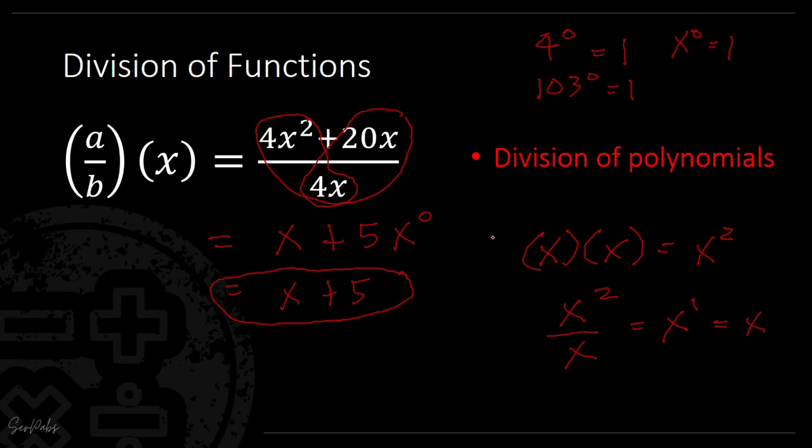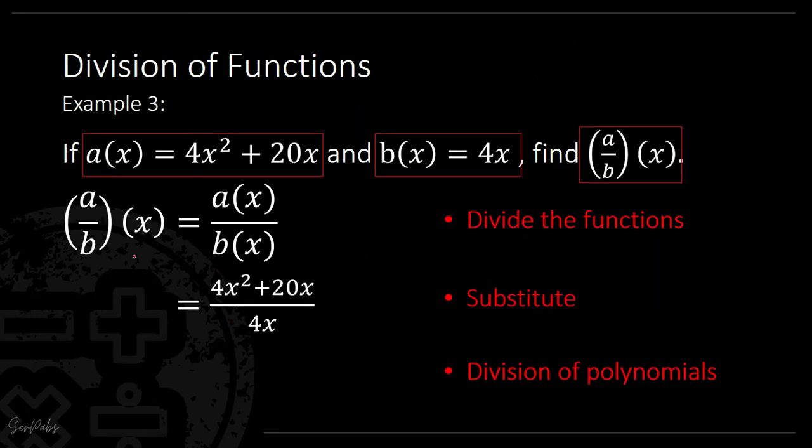Okay? So, division of functions. So, again, babalik lang tayo dito. So, division of polynomial. So, we have 4x squared. I-divide kay 4x. Ang sagot natin ay 1x to the first power. So, x na lang ang matitira. 20 divided by 4. So, ang sagot natin ay 5. So, ang magiging final answer ay x plus 5. So, final answer, we have x plus 5.